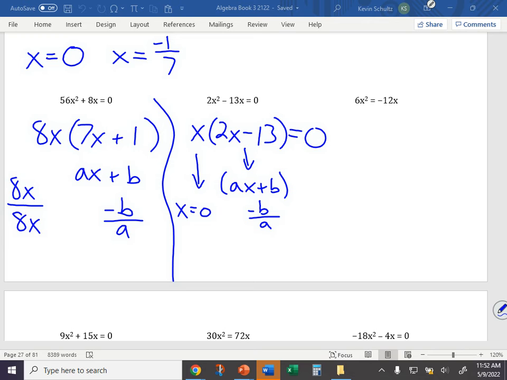We can do this. We're using our formula, negative b over a. This is in the form ax plus b. Here's our b value. Right here, we want the negative of that, or the opposite of that. What's that going to be? I heard from you today. Thank you. Someone new.